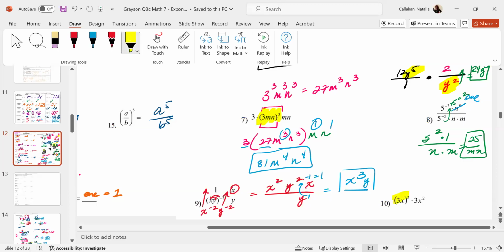First thing you want to do, this one, right? That right there is going to get you 9x squared, right? Times 3x squared. 9 times 3 is 27, x to the 4th.